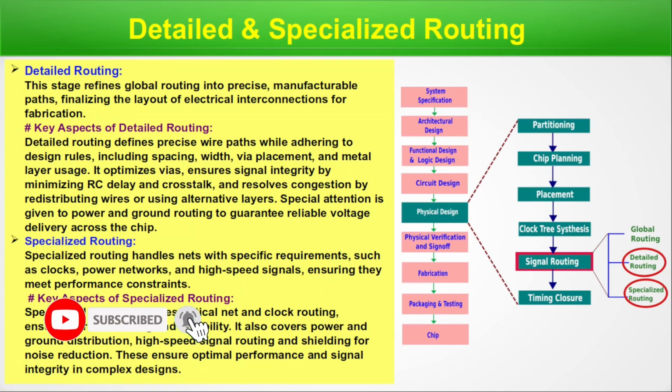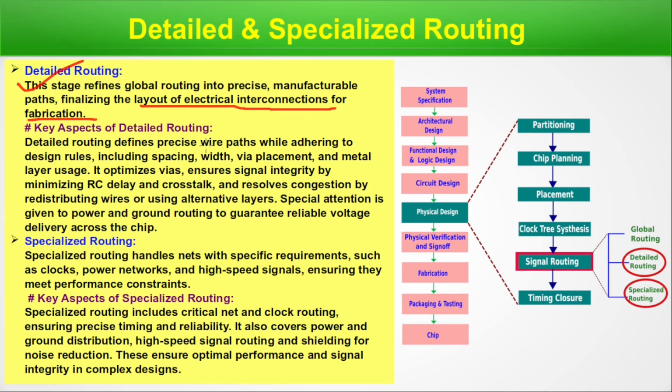This episode is dedicated to global routing. Since we have mentioned, we are giving a touch base about detailed and specialized routing. In a later episode, we will discuss these two types of routing in detail. Detailed routing: this stage refines global routing into precise manufacturable paths, finalizing the layout of electrical connections for fabrication.